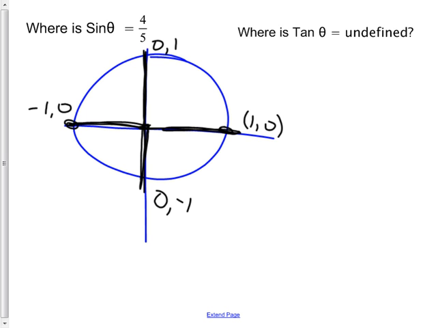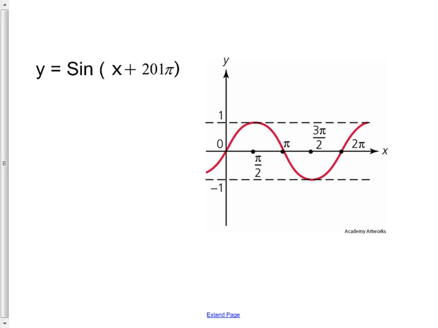Tangent is undefined. Tangent is y over x. It's that over that. That's a spot where it would work. That'd be 90. And this is another spot where y over x would be undefined. And it's at 90 and 270. Raise your hand if you had it right. Good. All right.